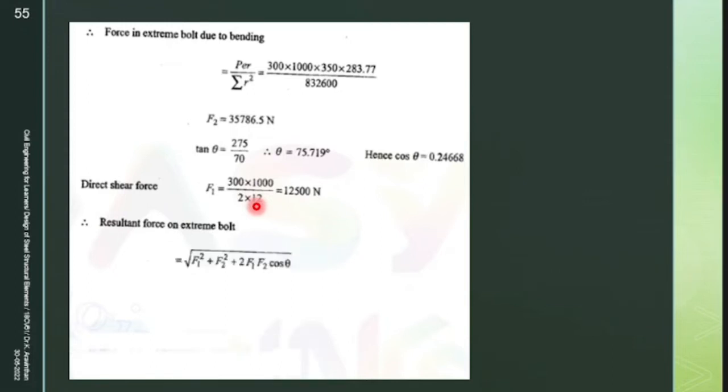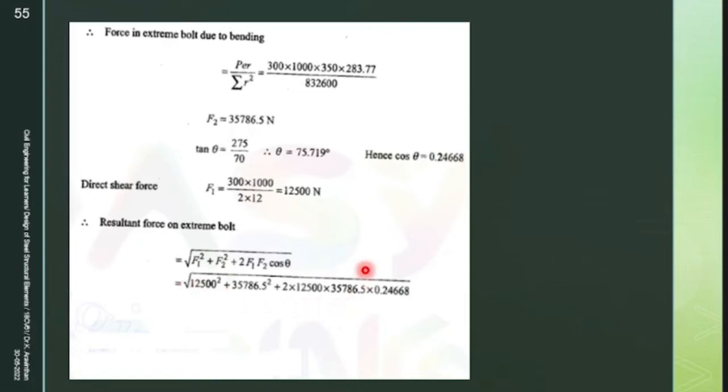Now this is your formula. You substitute F1 square plus F2 square. Now this is your F1 and F2. You square this and the rest of the components are known. Cos theta is 0.24668. F1 is 12,500, F2 is 35,786, plus 2 into 12,500, into 35,786, into 0.24668.